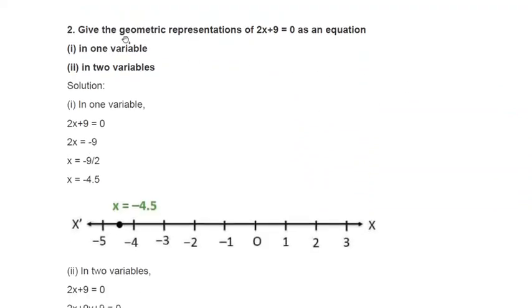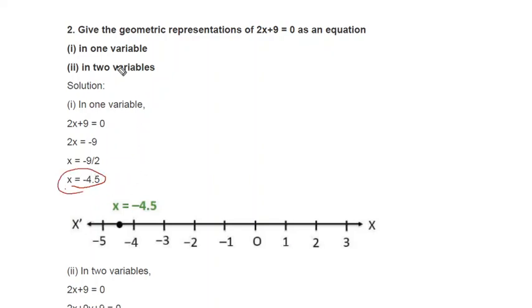Give the geometric representation of 2x plus 9 equal to 0 as an equation in one variable first, then in two variables. Okay, let's start. First we'll write the equation 2x plus 9 equal to 0. Now 2x equal to, if we transpose 9 to the other side, minus 9. Now x equal to minus 9 by 2, because the 2 will be transferred to the RHS. Now we have x equal to minus 4.5.